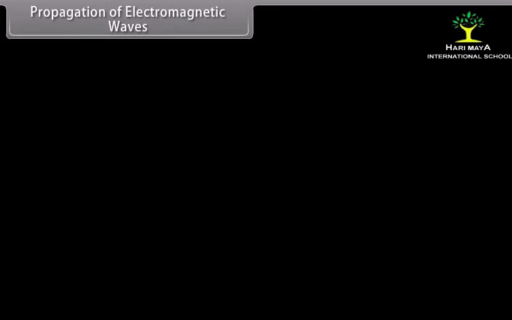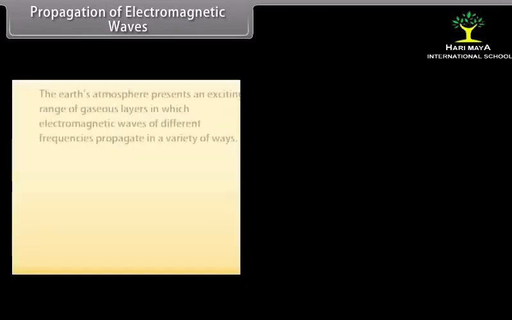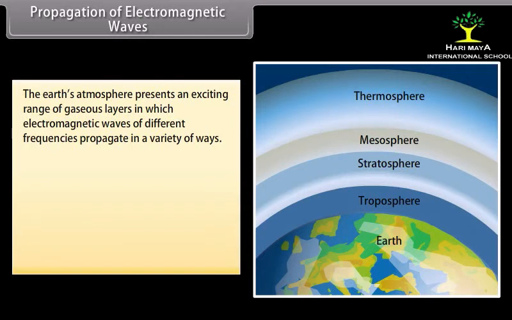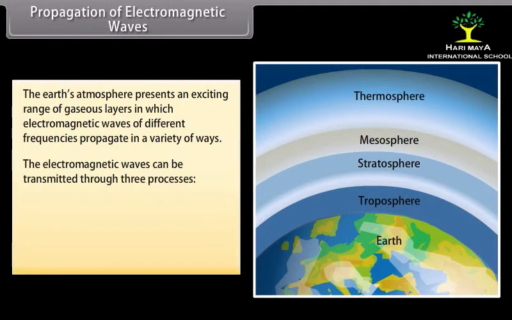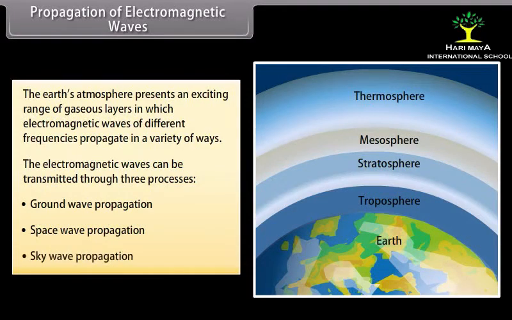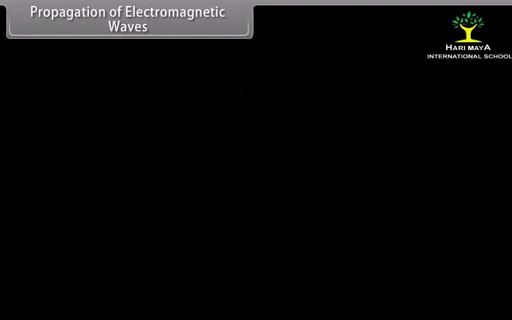Propagation of electromagnetic waves. The Earth's atmosphere presents an exciting range of gaseous layers in which electromagnetic waves of different frequencies propagate in a variety of ways. The electromagnetic waves can be transmitted through three processes: ground wave propagation, space wave propagation, and skywave propagation.